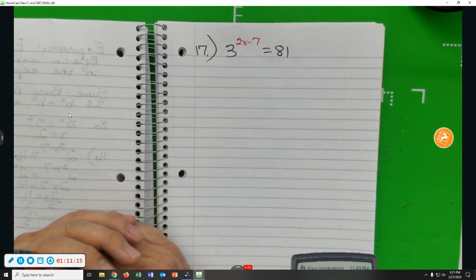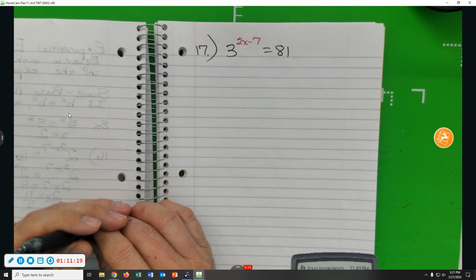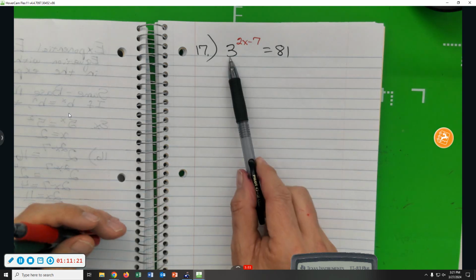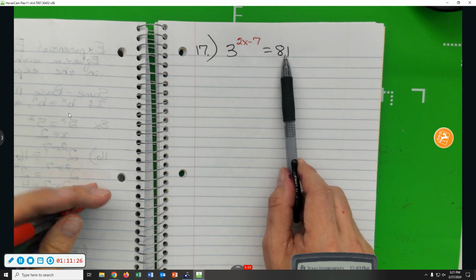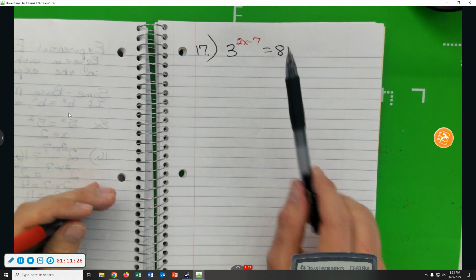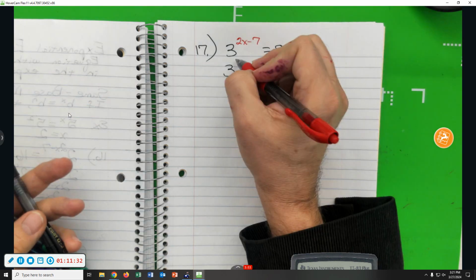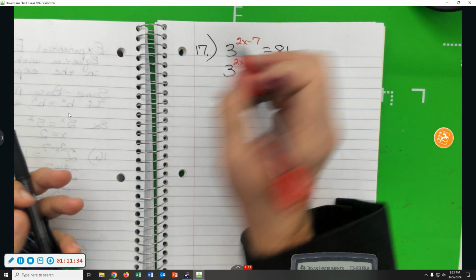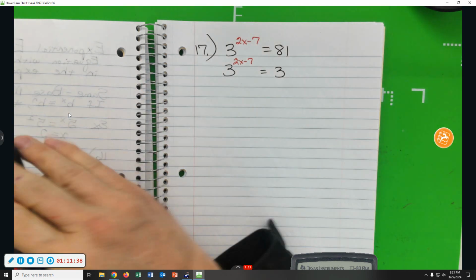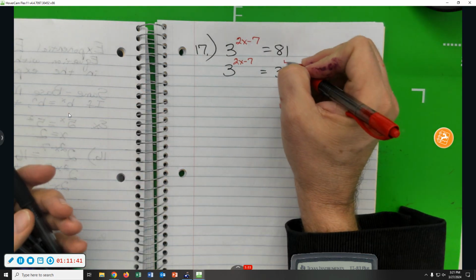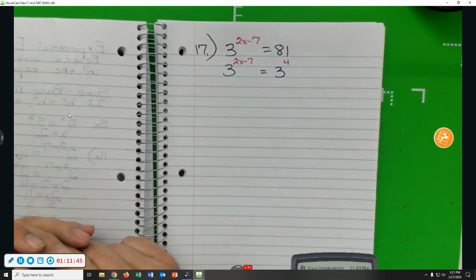This is similar to number 16. What do you think I'm going to try to use as my common base? 3 is a prime number. You're not going to change 3, so you better be able to get 3 over here. That has to be the common base that we want. So I'm just going to recopy the left side. 3 to what power equals 81? I think we just saw that. 3 to the 4th power. Now what can we do?